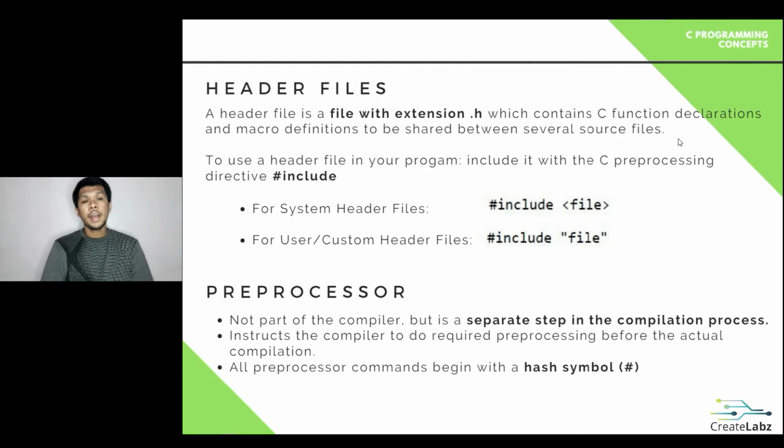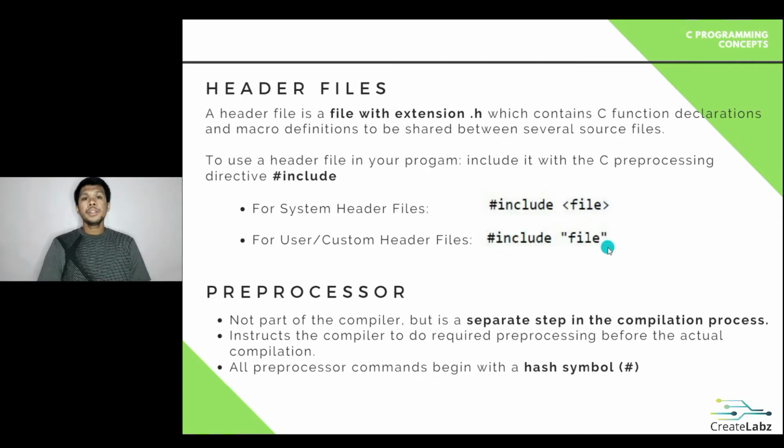To use a header file in your program, just use the hashtag or number sign include. For system header files, we can write #include and the file name enclosed in angle brackets. For user or custom header files, we can write #include and the file name enclosed in double quotes. Actually, these are interchangeable. This is just the convention.